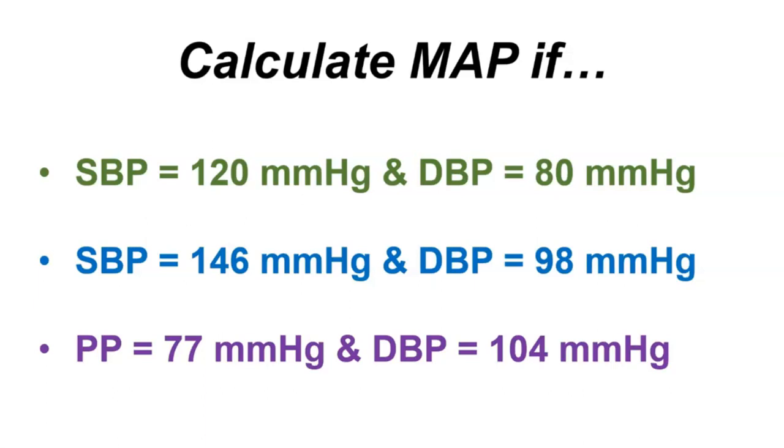For the top practice problem, the answer is 93.3 millimeters of mercury. For the middle practice problem, the answer is 114 millimeters of mercury. And for the bottom practice problem, the answer is 129.66 millimeters of mercury.